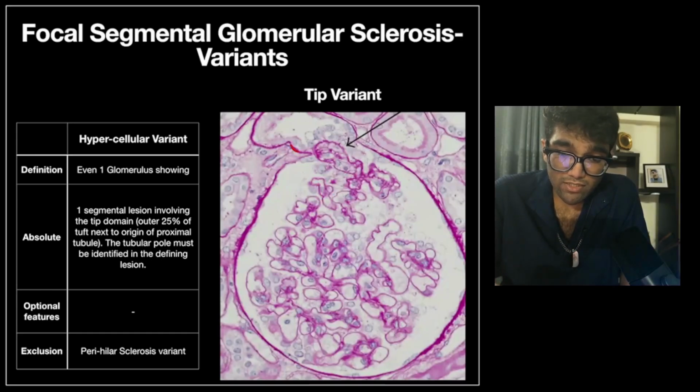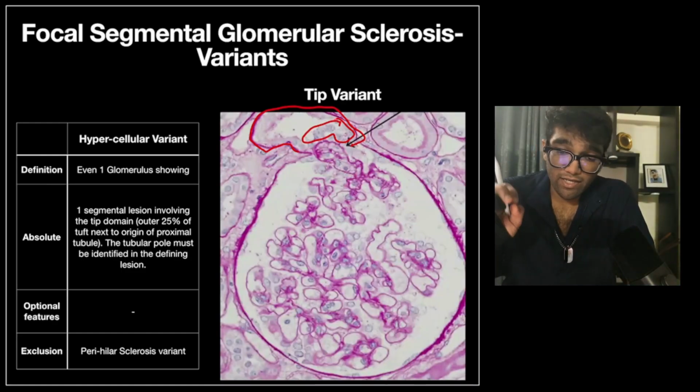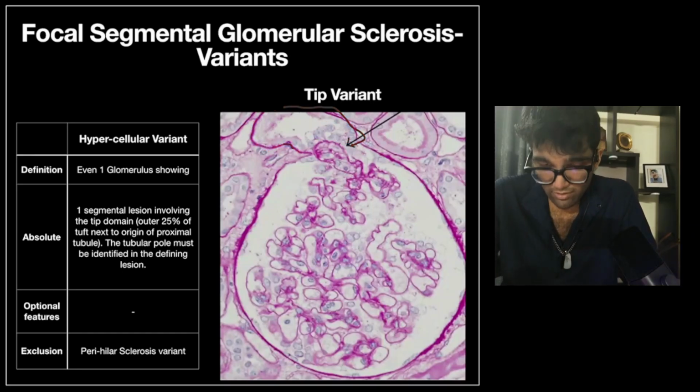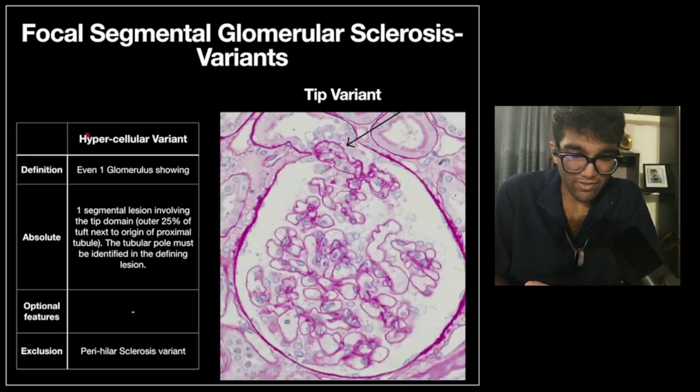Now, as you can see, this is also the proximal convoluted tubular opening. So that is the tubular pole. And inside the tubular pole, you can see actually there are some proliferating cells extending into it. So the visceral and parietal podocytes are proliferating, and they're extending into the proximal convoluted tubule at the tubular pole. So this is what we call the tip variant. Okay, not the hypercellular variant. This is the tip variant.